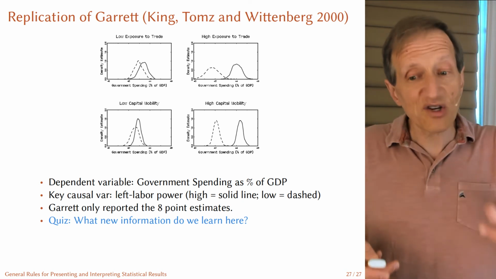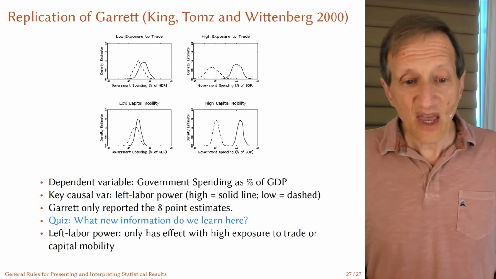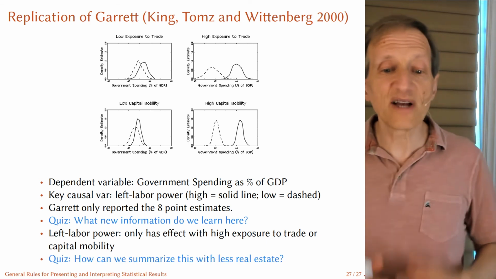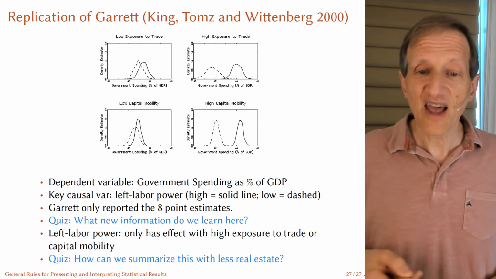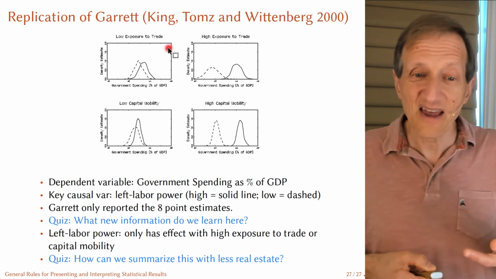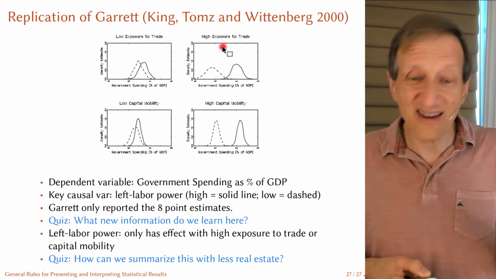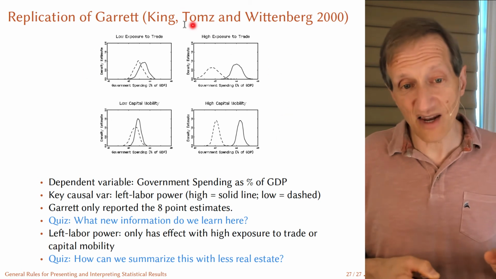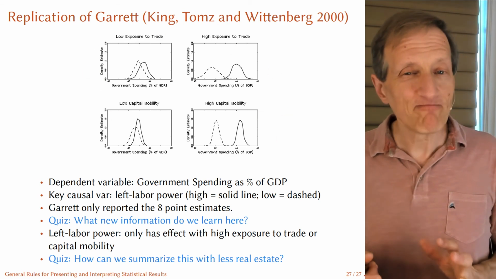And one question that I would leave for you is how could we summarize this with less real estate? Because after all, the only thing he had were 8 numbers. Now we had more than 8 numbers. We had maybe the 8 numbers plus the 8 uncertainties. But still, we took this entire graph to represent it. And when do you do that, right? When do you do that? That's an important thing to pay attention to. When do you put things in a graph?